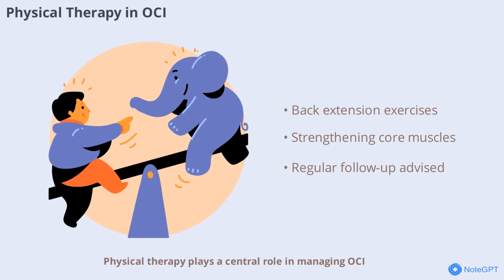Physical therapy plays a central role in managing OCI. Exercises focusing on back extension, abdominal muscle strengthening, and general mobility help reduce pain and prevent recurrence. In our case, the patient was taught specific exercises for the back, limbs, neck, and chest, which contributed to her improvement. Regular follow-up and adherence to the exercise regimen are important for long-term success.